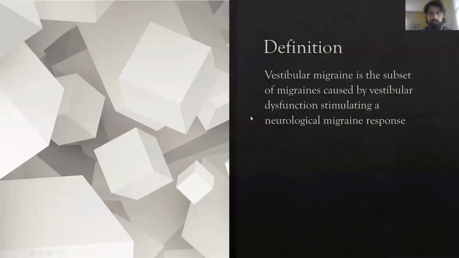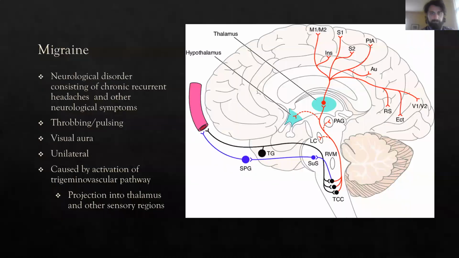Vestibular migraine is the subset of migraines caused by vestibular dysfunction, which stimulates a neurological migraine response. Before discussing vestibular migraine, we have to know about migraine in general. Migraine is a neurological disorder causing recurring headaches concurrent with other neurological symptoms, all of which are uncomfortable and painful. They are characterized by throbbing and pulsing on one side of the head. There can also be a visual aura, though that is not necessary.